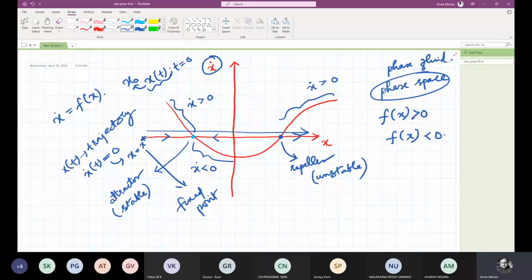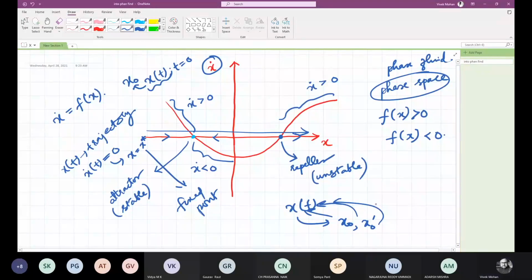The function is called the trajectory. Now the trajectory x of t depends on x naught, right? If you take x naught, you will get a different trajectory. Then if you take x naught dash, you will get a different trajectory. So basically the response itself is sensitive to initial conditions. Now to get the solution of the differential equation x dot equals f of x, that is our first order differential equation, if we solve that, we'll get the trajectory based on some initial condition x naught.